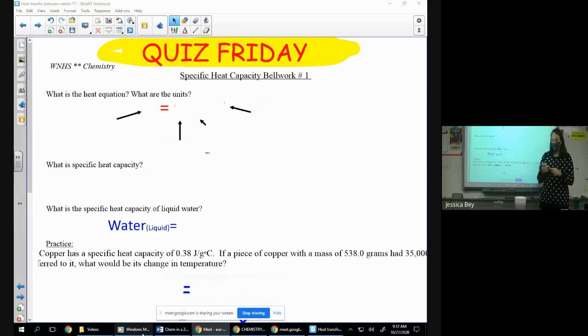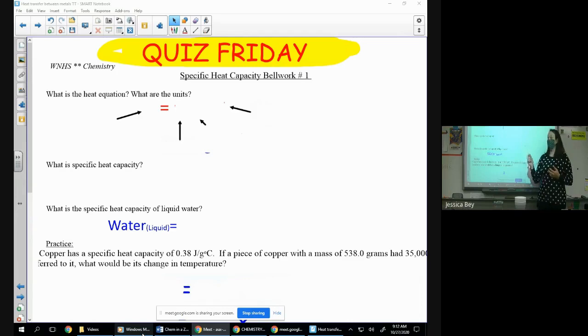All right, so as we have some students finishing some things up for me here, to start our lab, we're going to do a little demo lab today. What I would like for you guys to do is spend a little bit of time refreshing what we did yesterday. So this is specific heat capacity, bell work number 1. You're going to write down the equation. Q is equal to what?